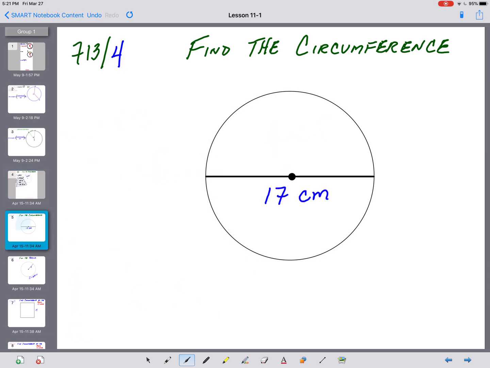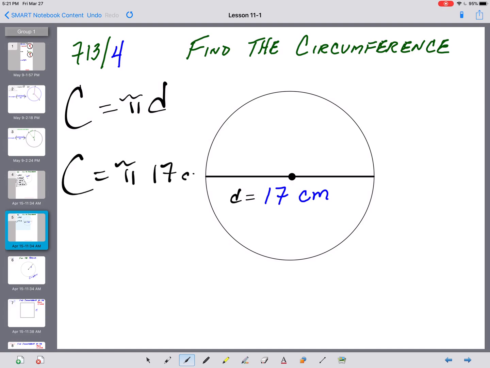Let's go to the next one. We want to again find the circumference. This time, what do they give us? They give us the diameter. This time, let's use this one. Circumference is pi times the diameter. 17 centimeters is our diameter. One way, we could just leave it 17 pi centimeters, or we multiply it out.